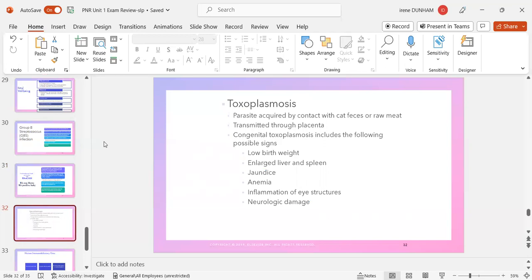Jaundice is pathological jaundice, which is the more severe type of jaundice. Anemia, inflammation of the eye structures, and neurological damage.